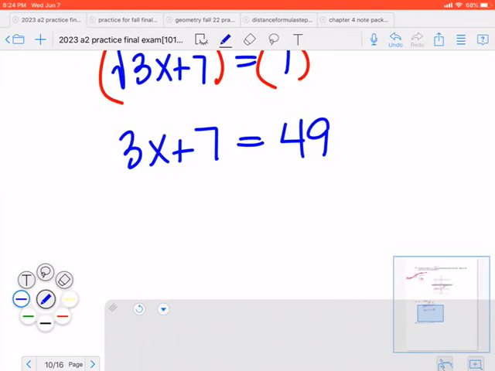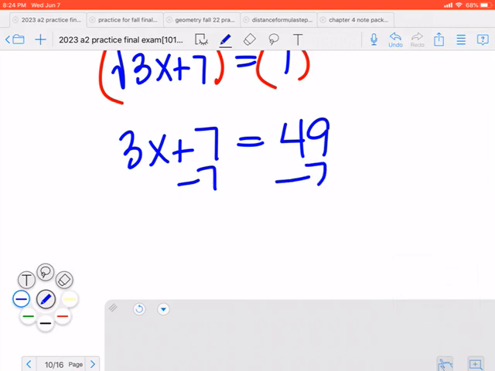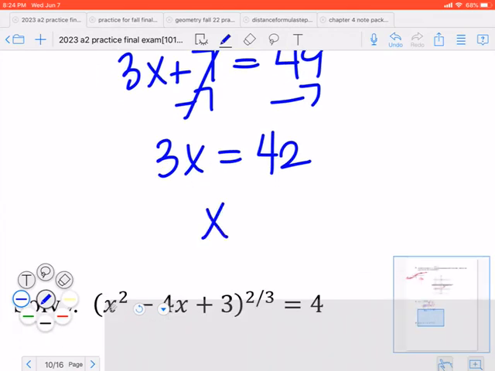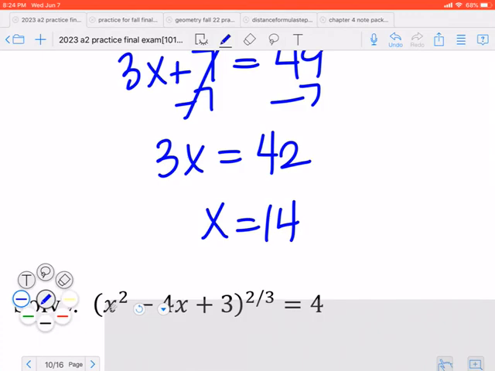And I'm going to minus 7 both sides. So 3x is equal to 42. Divide both sides by 3, and we get x is 14.